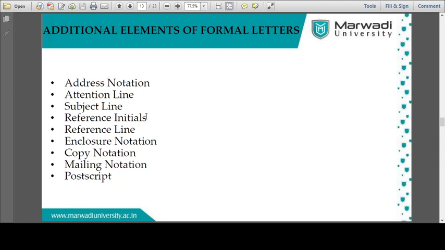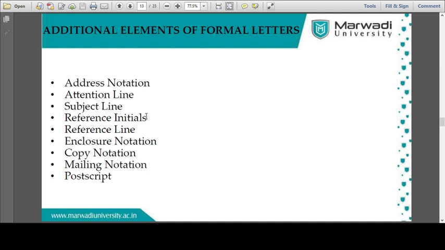For example, attention you can write in bold, or you can say capital letters. For example, Dr. ABC, or ABC product unit, or Dr. ABC, the assistant professor in this university, or you can say attention, then colon and personal manager. That way attention lines are generally written in the letter.